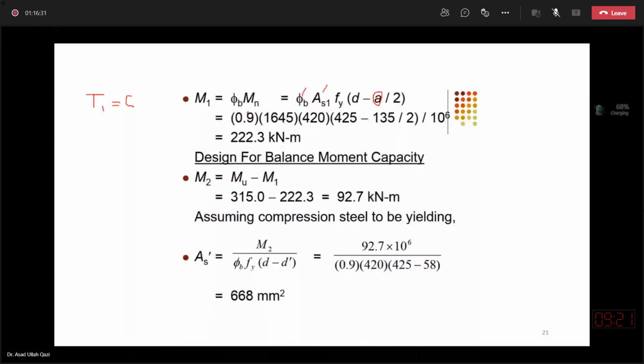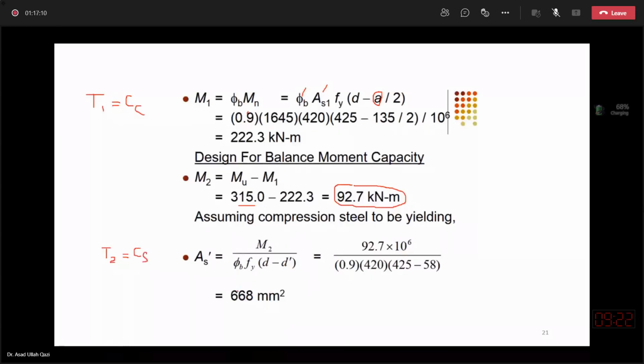But sadly, my demand was 315. So I have a surplus moment which is almost 93 kilonewton meter above my capacity, which I can generate with AS1. So this surplus moment, I will try to get that additional capacity by making a couple between steel and steel.